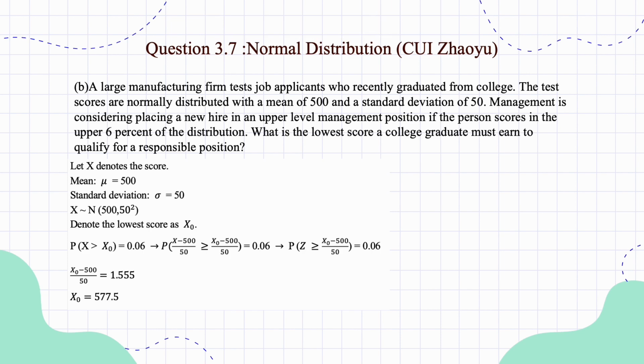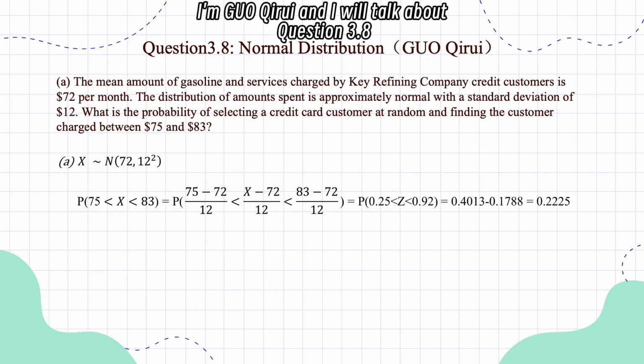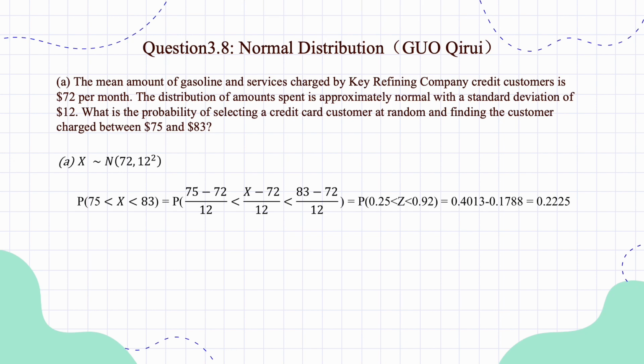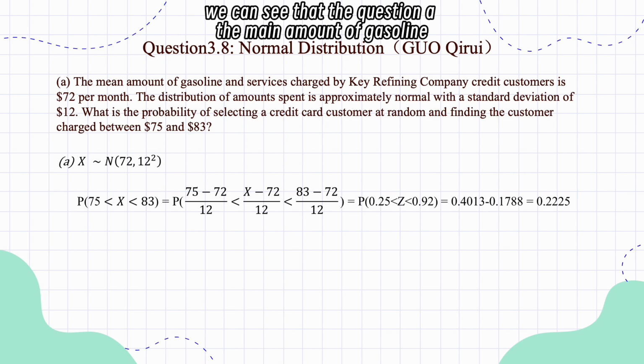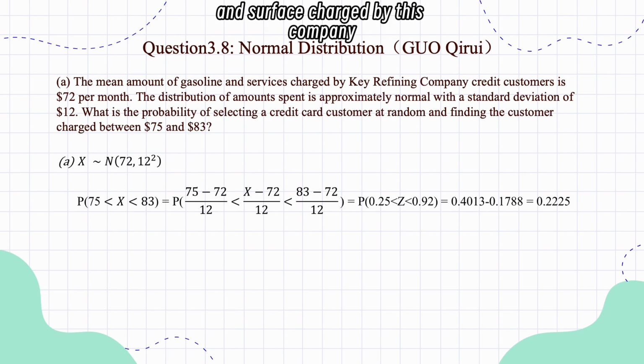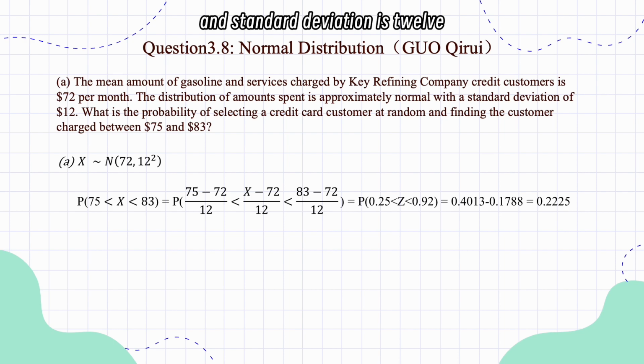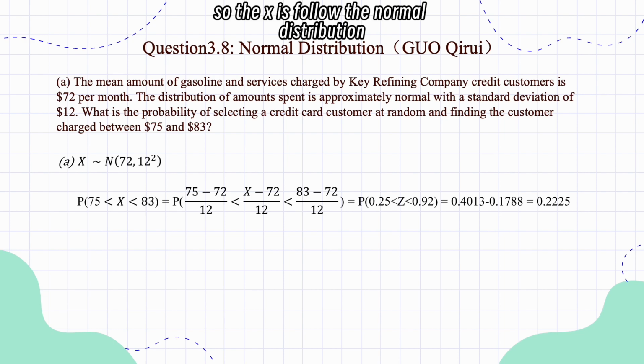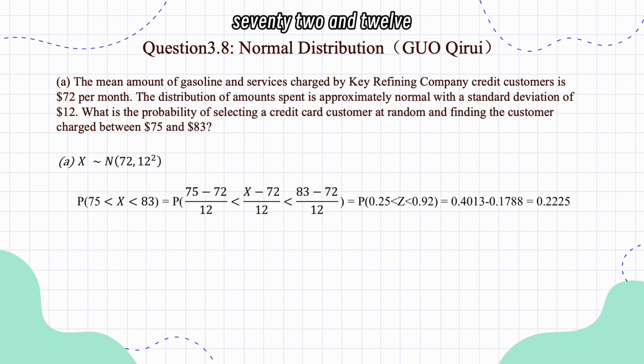516.75. I'm GUO Qirui, and I will talk about question 3.8. We can see that for question A, the mean amount of gasoline and service charged by this company's credit customers is 72 per month, and the standard deviation is 12. So x follows the normal distribution, 72 and 12.